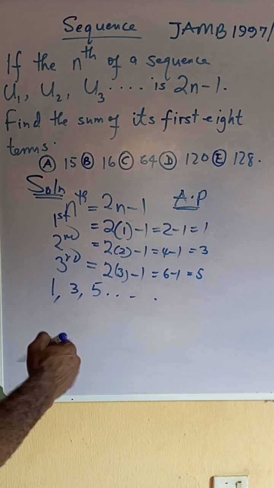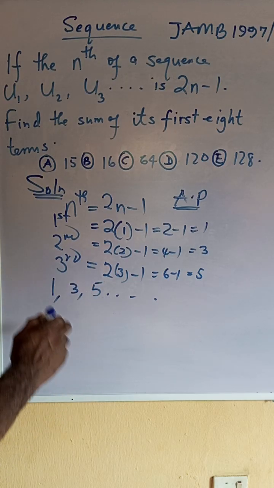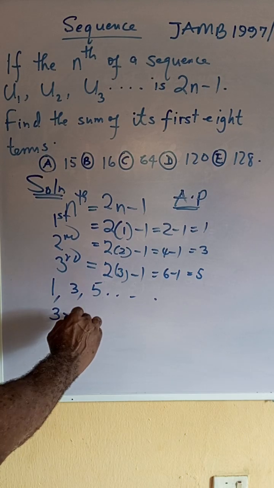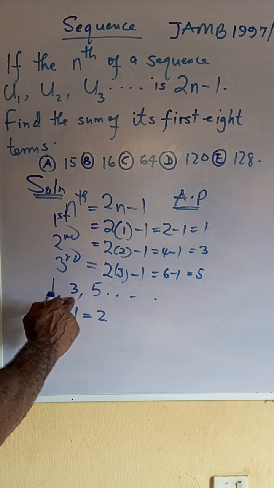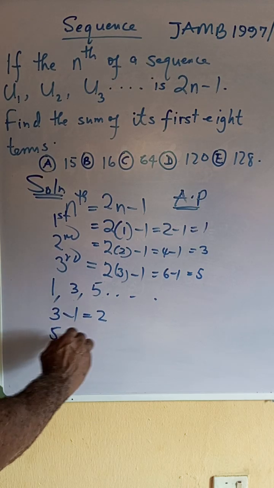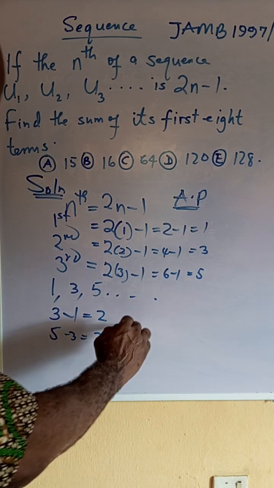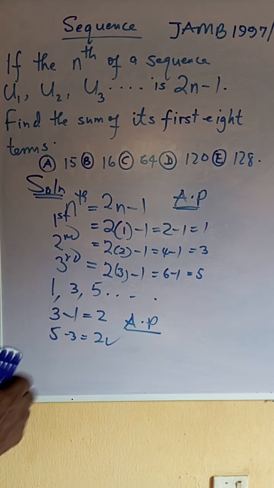So in AP, how do we get the common difference? The common difference is gotten by saying second term minus first term. It will give us 2. Now, third term minus second term, that is 5 minus 3, gives us 2. So we have established that this is an AP. Okay? So having established that this is a typical arithmetic progression question, we now make progress.